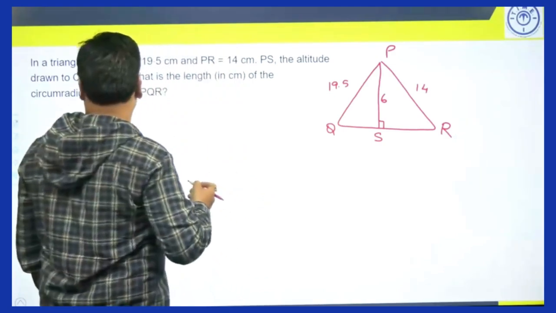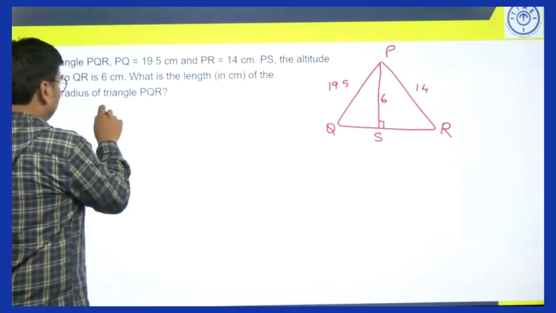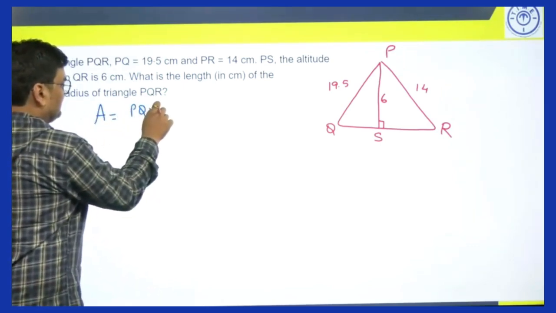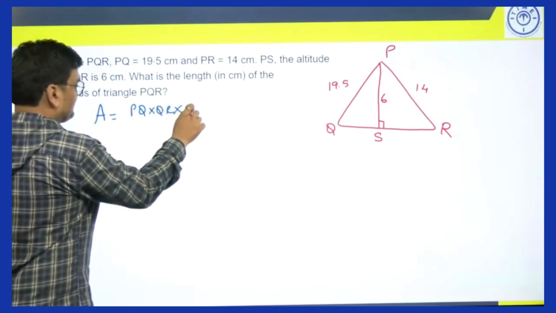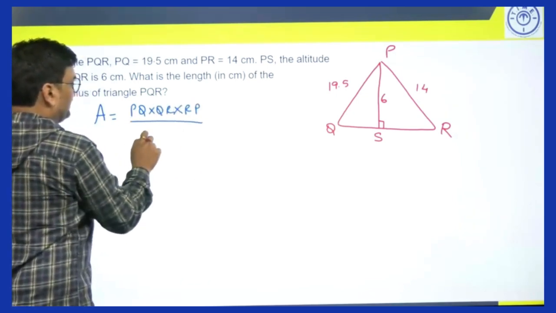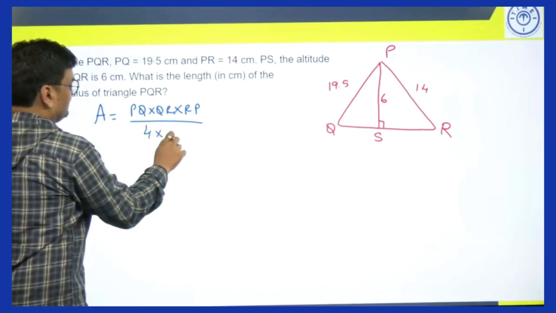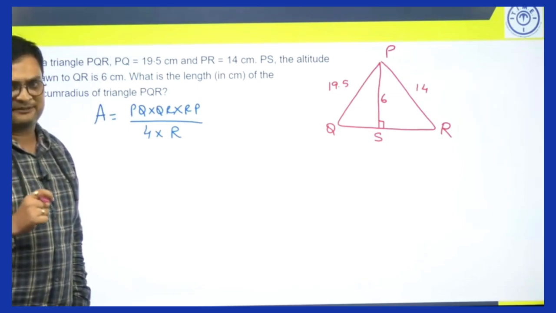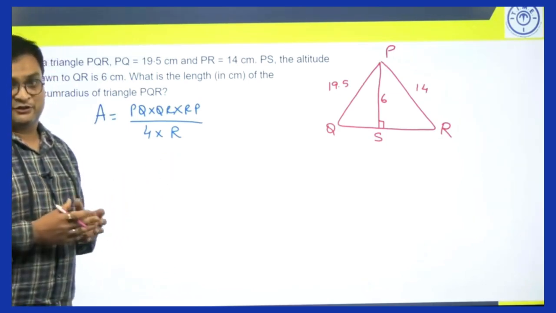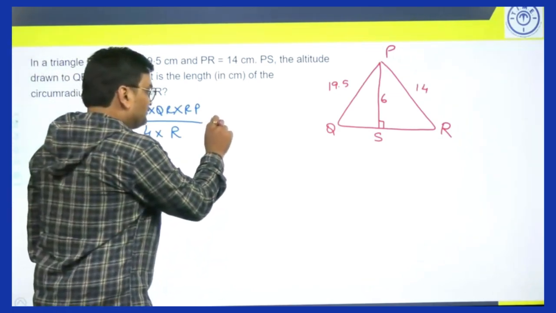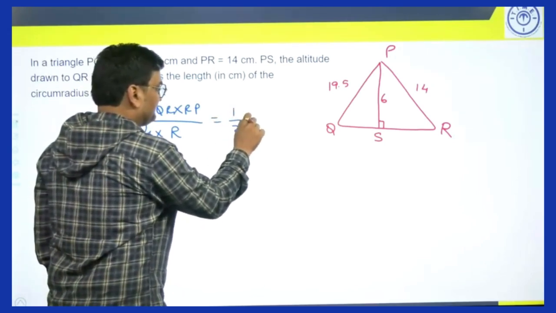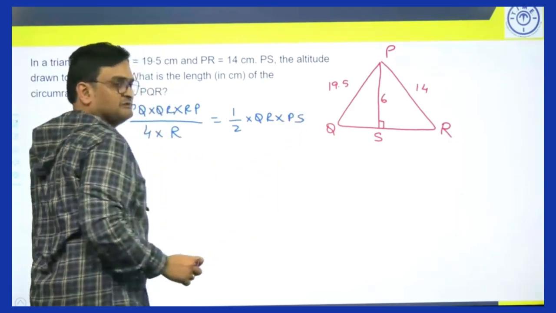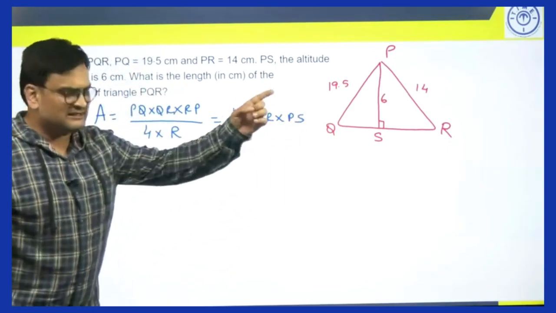It goes like this. Observe, the area of a triangle can be written as the product of the three sides upon 4 times the circumradius, capital R is the circumradius. This is how you can find out the area also. This is also equal to what? Half base into the height, which is PS, because the height PS is known, so I will take the base as QR.